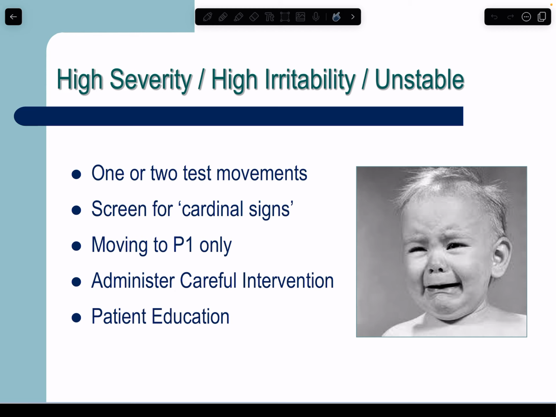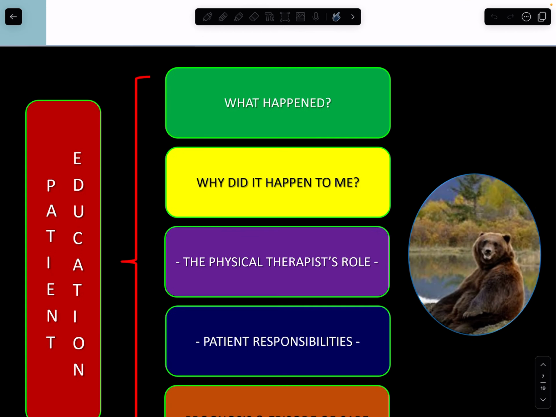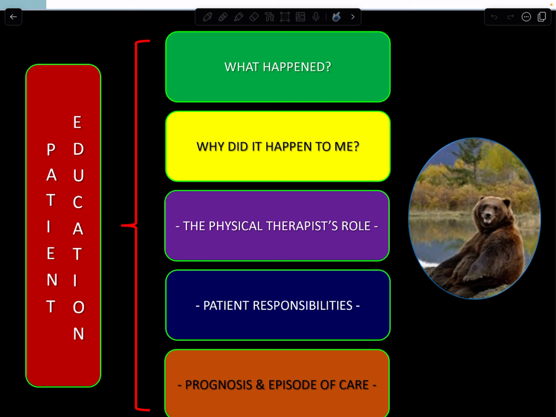So that educational model, and you're going to get sick of seeing this slide, by the way, is here. This is where you're going to seal the deal on that trust and empower that person to help themselves.